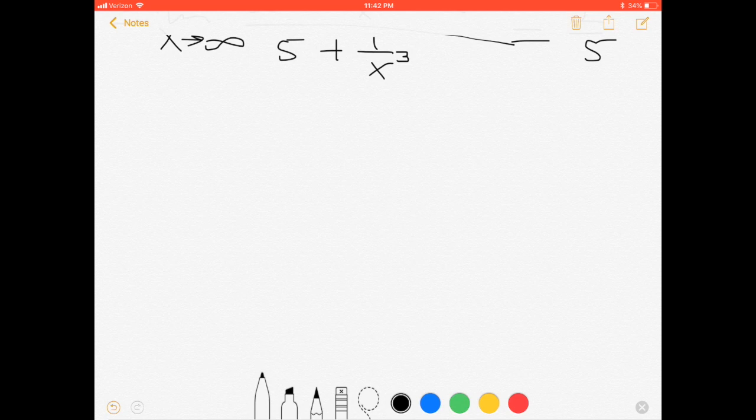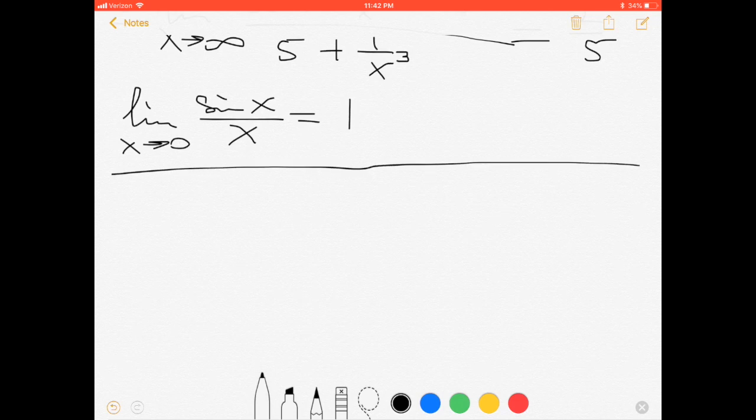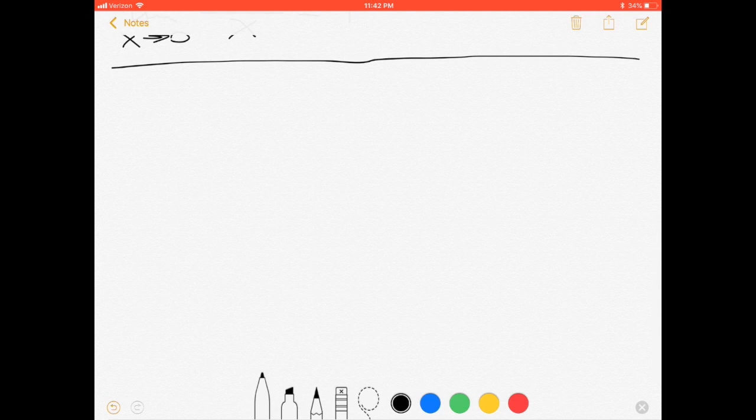polynomial? For example, we remember in Calc 1 class we have the special limit sin x over x as x approaches 0, and we spent time proving this limit is exactly equal to 1. Or something similar like this. But now we have this very useful theorem. It's called L'Hopital's rule.